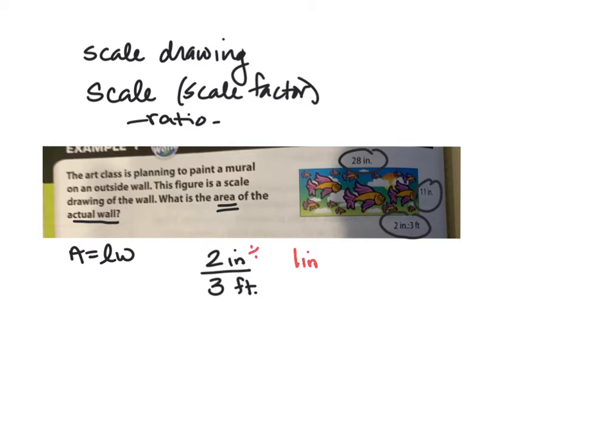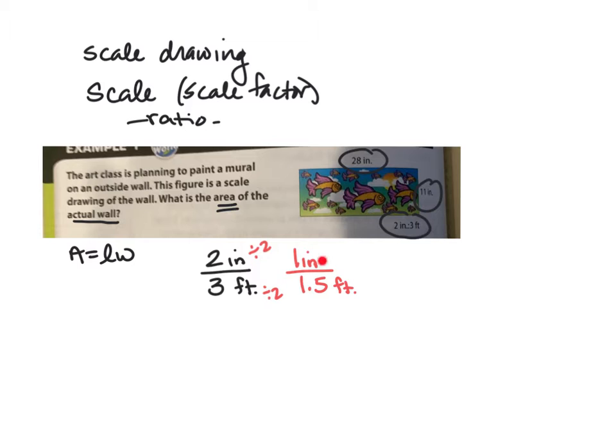Now remember, whatever I do to the top of my fraction or the top of my ratio, I must do to the bottom. So I must do 3 divided by 2. Well, if I have 3 candy bars and I'm splitting it with 2 people, I'm getting 1.5. So 1 inch on the drawing is the similar version for the actual wall of 1.5 feet. So for every 1 inch on the drawing, that represents 1.5 feet on the actual wall.